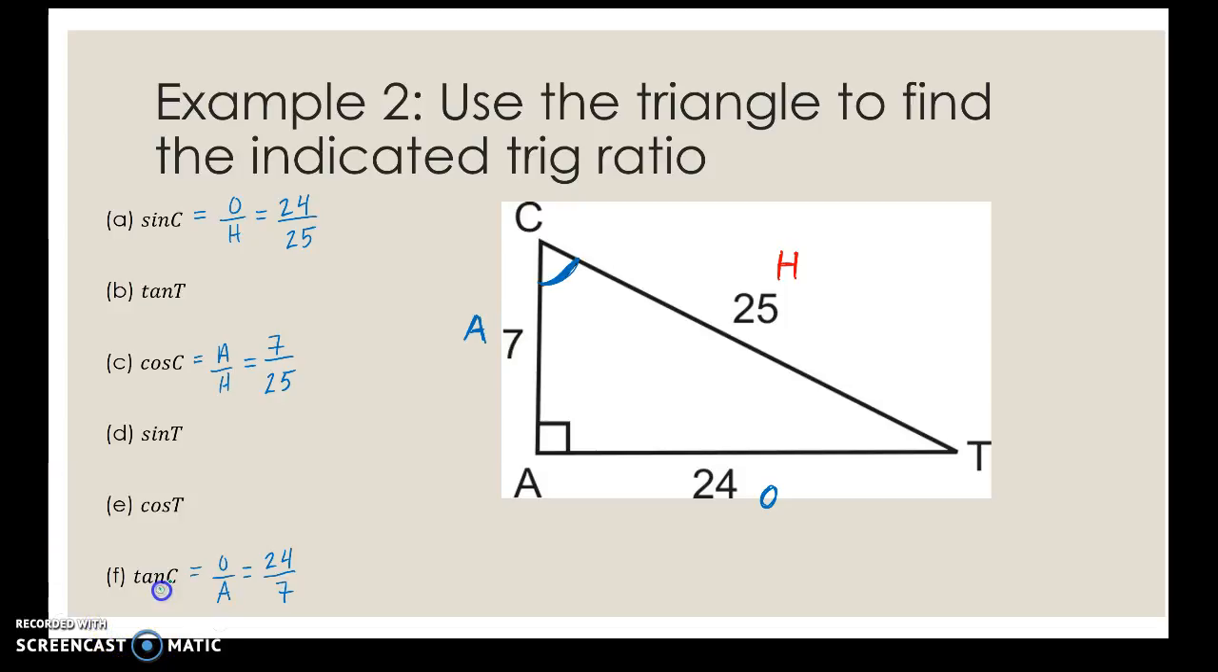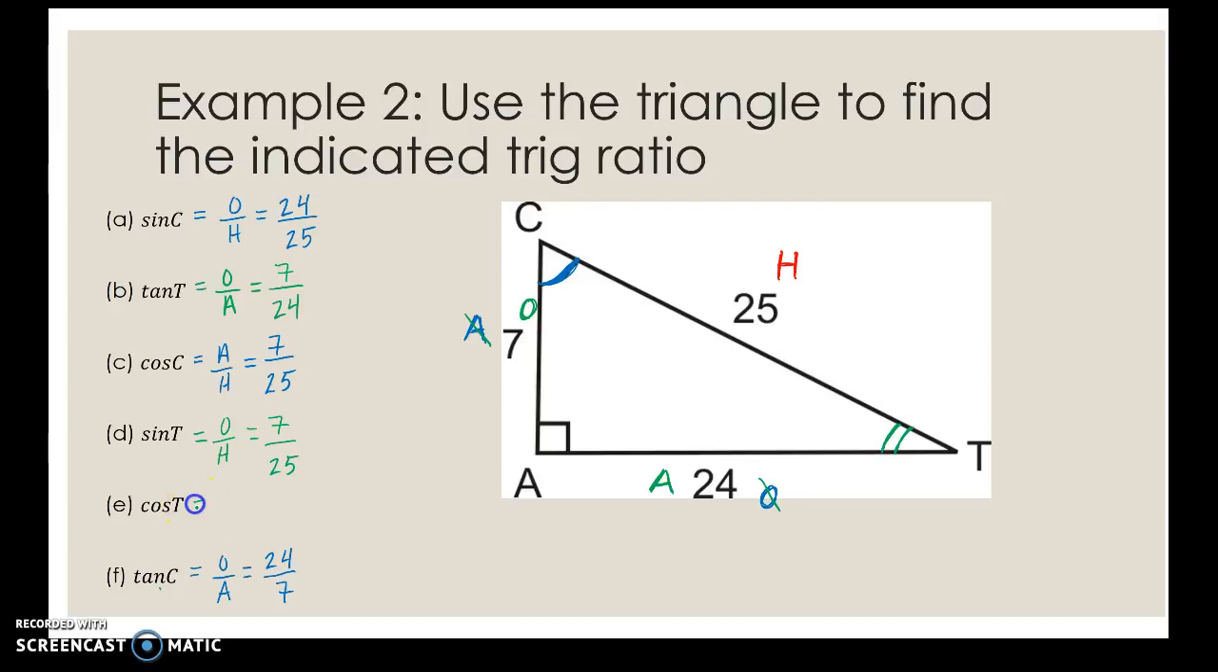Now switching gears and looking at angle T. From angle T, 24 is the adjacent side and 7 is the opposite side. We've already looked at those relationships. The ratios don't change though. The tangent will always be the opposite side over the adjacent side. So here's angle T. The opposite side has a length of 7, and the adjacent side has a length of 24. We know the hypotenuse is 25.